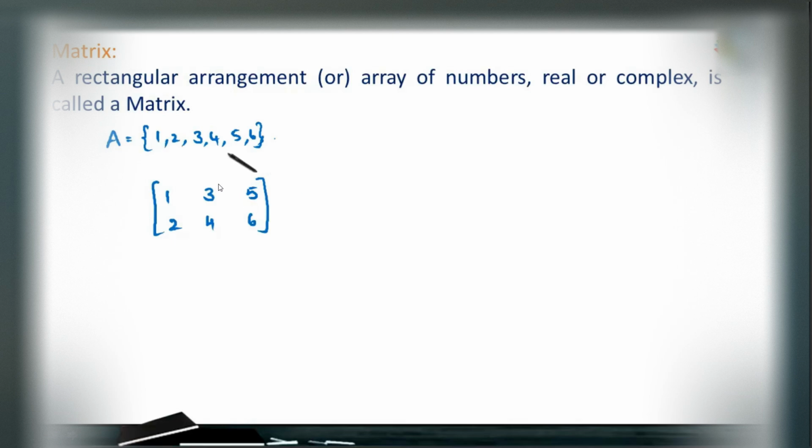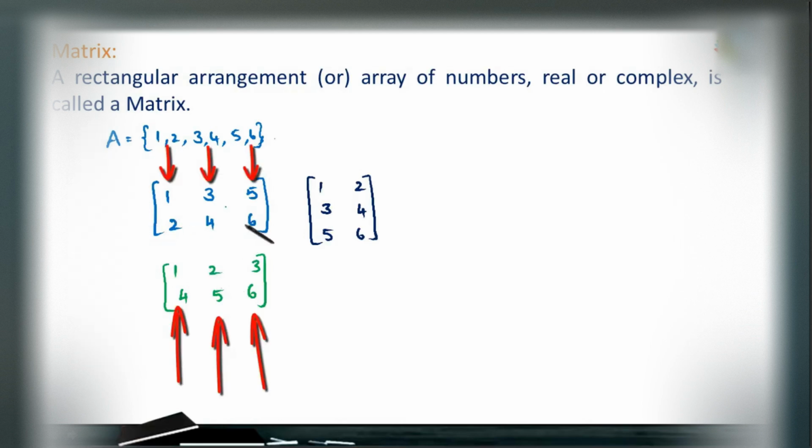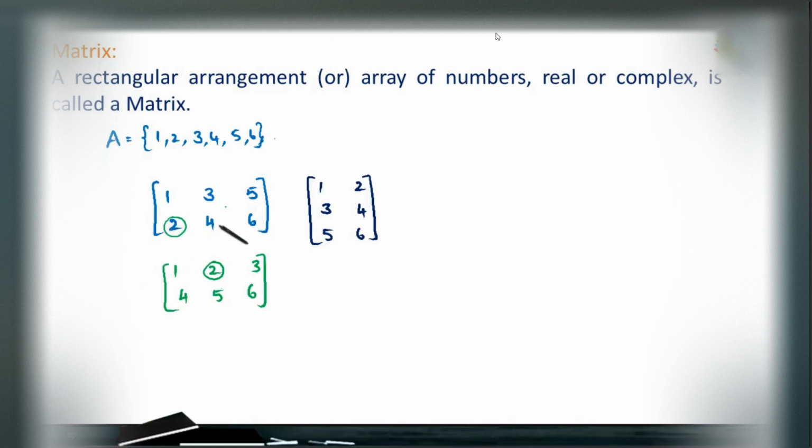Now, the same arrangement of 6 numbers can also be done in the form 1, 2, 3, 4, 5 and 6. Then this is a matrix in which there are 3 rows and 2 columns, which is different from the earlier arrangement. Again, these two matrices are different from another arrangement of 1, 2, 3, 4, 5 and 6, though both have the same 2 rows and 3 columns. Here the number 2 is present in the first row, second column, but here the number 2 is present in the second row, first column, right? So once the position of a number changes, this matrix is different from that matrix.